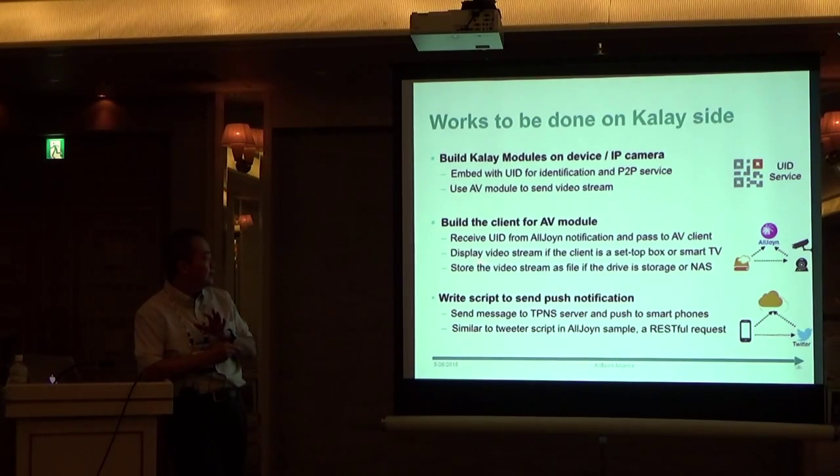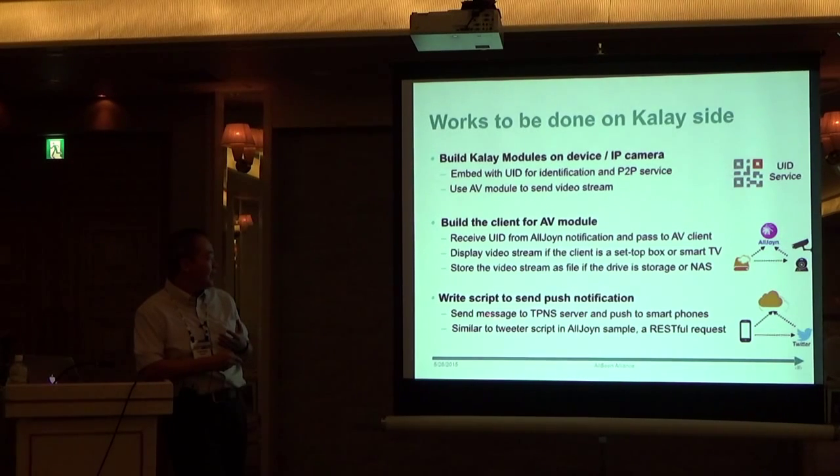But for the client side, first you need to get this UID from the AllJoyn notification message, and then pass this ID to the audio video client for the client to pull the video streaming. In this sample demo, this client is working on the set-top box. So the set-top box pulls the video streaming from the IP camera. So you can see who's at your front door, who's pressing the button. That's it working here.